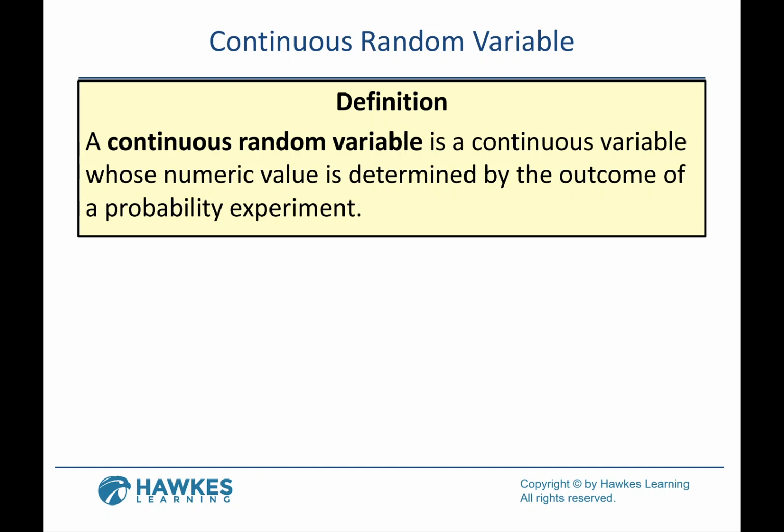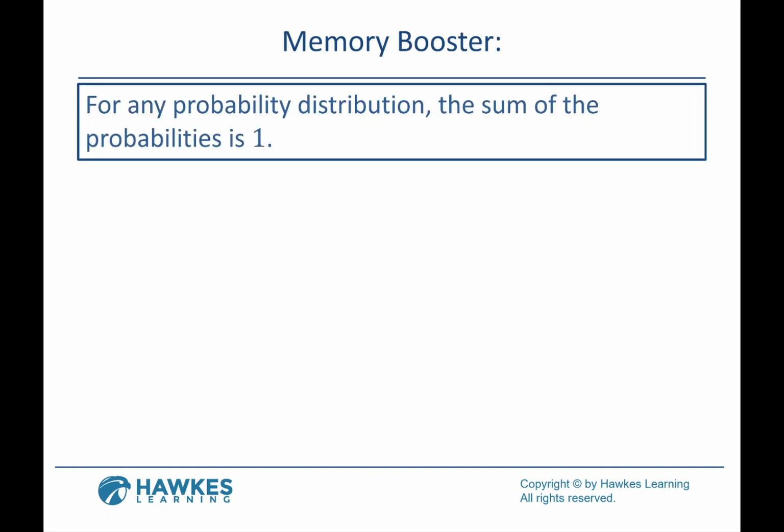One thing to remember about probability distributions, we got a little memory booster slide in here. No matter what probability distribution we're working with, remember we had those two properties. One was that each probability is between 0 and 1, and that's true. But also this one, that if we add up all the probabilities, we have to get 1. That's true of a normal distribution as well. So keep that in mind.